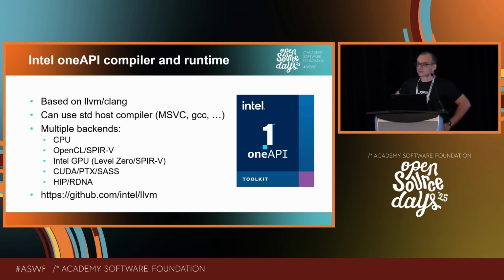The backends that are listed here, I've actually skipped our FPGA backend because I don't think it's relevant here today. But we can compile to CPU, OpenCL, and SPIR-V as a more generic version. You can go to Intel GPUs with SPIR-V and Level Zero. And we have, courtesy of Codeplay, backends for CUDA and HIP. The entire compiler stack is available open source at GitHub intel/llvm. You can download it and build it yourself.